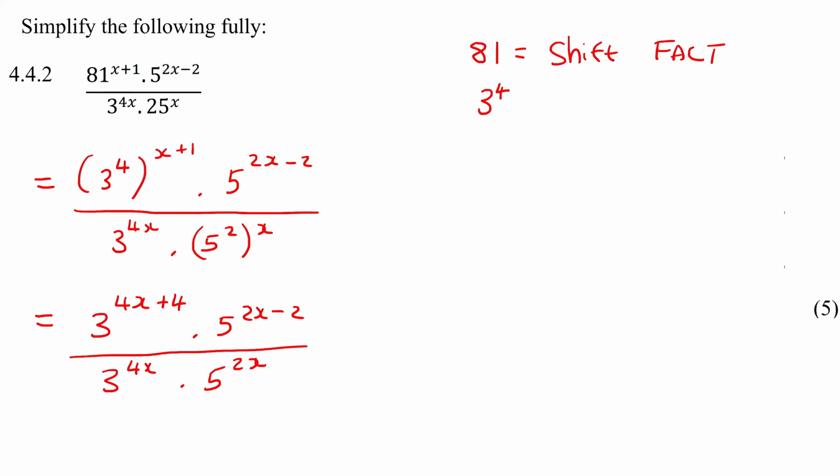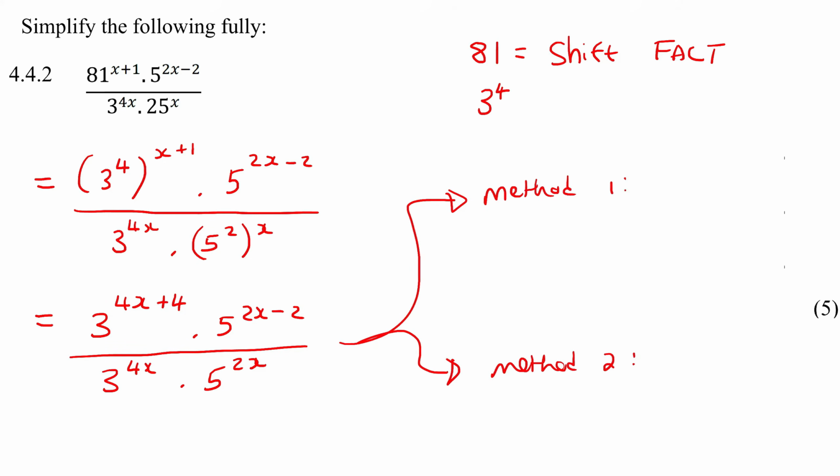I'll do both, okay? So, method 1, and then I'll show you method 2. Okay, in method 1, I'm going to break everything up. You don't have to do both in the exam. You only have to do one of them. So I'm going to break everything up. So 3 to the 4x plus 4 is the same as 3 to the 4x and 3 to the 4. 5 to the 2x minus 2 is the same as 5 to the 2x and 5 to the minus 2.